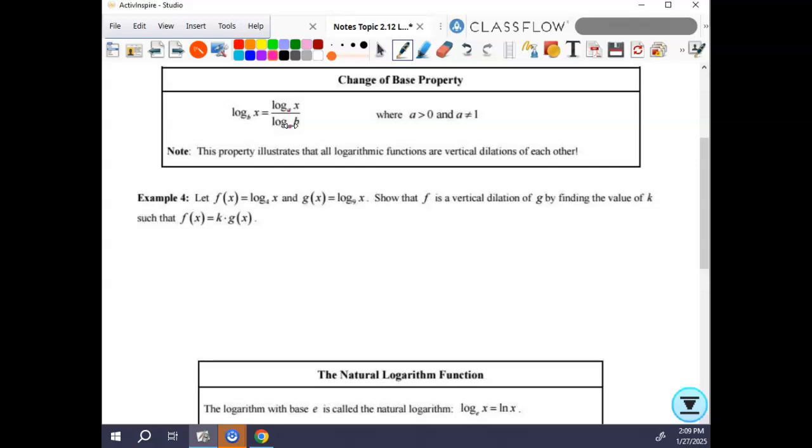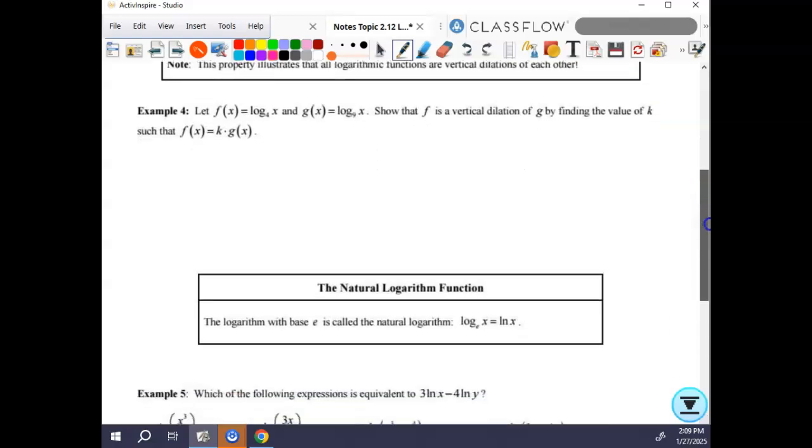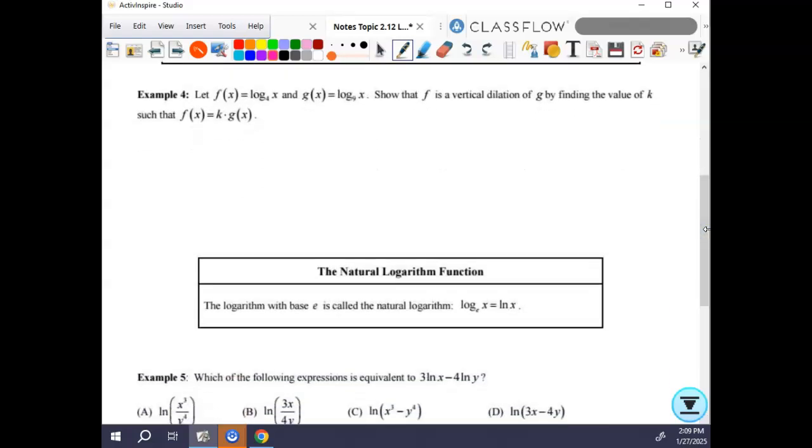So here's example 4. It says, let f of x equal log base 4 of x, g of x equal log base 9 of x. Show that f is a vertical dilation of g. So when you change the base, you get a vertical dilation. Again, just the way that these work. By finding the value of k, such that this is true right here.